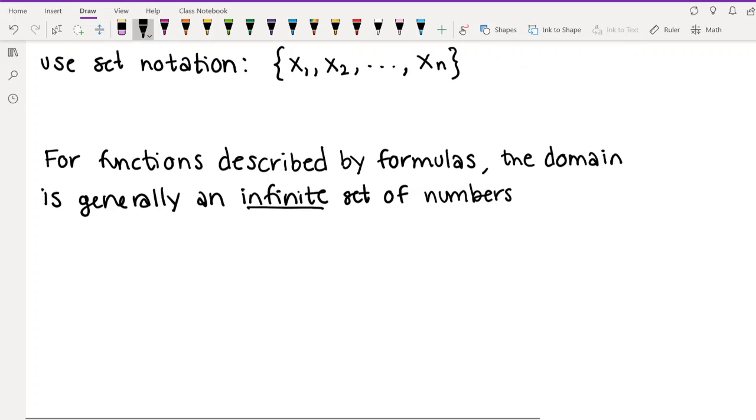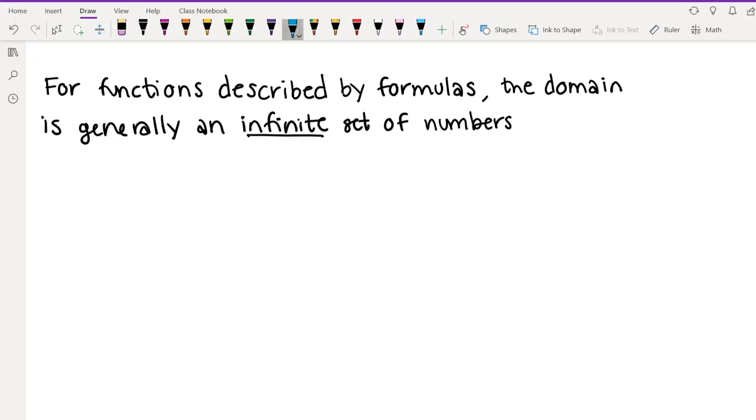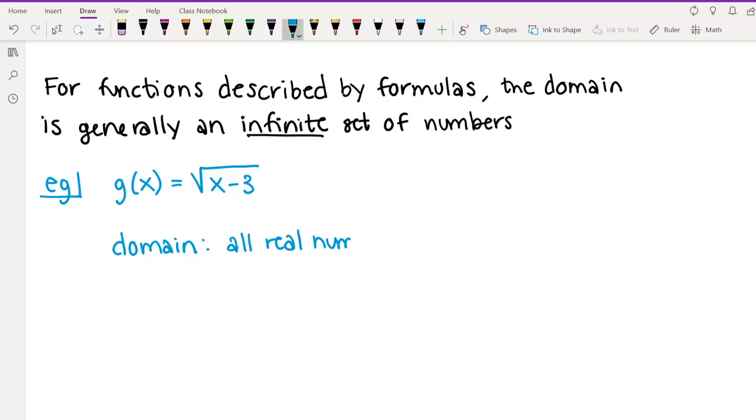Okay, so I think by looking at an example, it'll become a lot clearer what I mean by that. So let's say that we have the function g of x is equal to the square root of x minus 3. I think we did this exact example in the last video. If not, we did something really similar. And so what we figured out is that the domain is all real numbers, specifically all real numbers that are greater than or equal to 3. And I'll remind you how we can tell that.